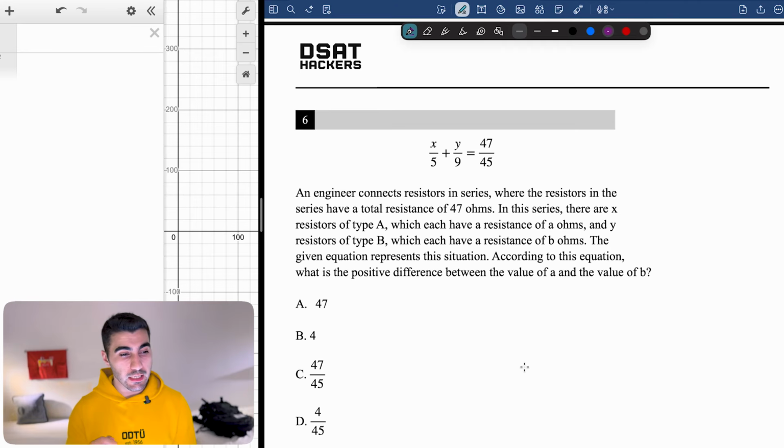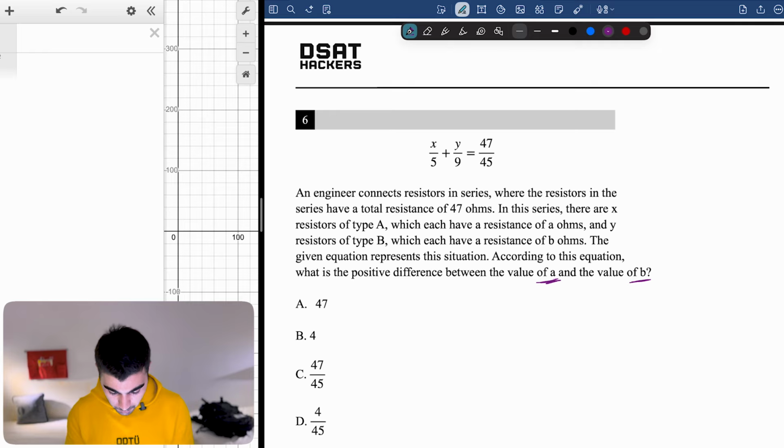So the next question says an engineer connects resistors in series where the resistors in the series have a total resistance of 47 ohms. In this series, there are x resistors of type A, which each have a resistance of A ohms, and y resistors of type B, which each have a resistance of B ohms. The given equation represents this. According to this equation, what is the positive difference between the value of A and the value of B? This is a really good question.